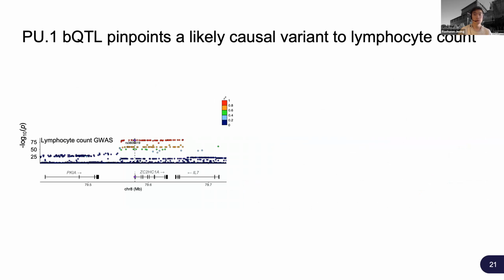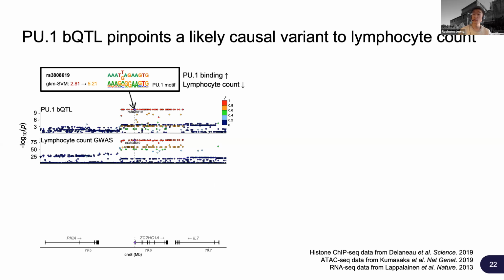This locus is associated with lymphocyte count, and there are more than 40 variants with similar p-values, all shown in reddish color. With the GWAS data alone, we can't pinpoint a likely causal variant. However, the signal colocalizes with a PU1 BQTL that has a PU1 motif-altering variant near the center of the PU1 ChIP-seq peak. I'll call this variant RS38. Now, RS38 increased the PU1 motif score, consistent with its association to increased PU1 binding. And the variant is associated with lower lymphocyte count.